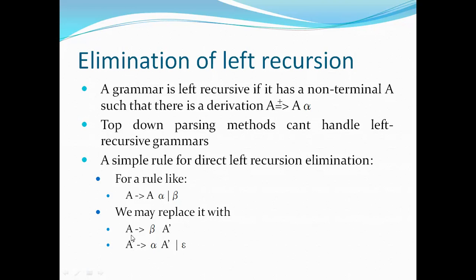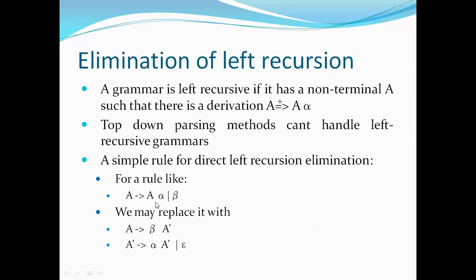So here we are replacing A is production with beta A dash. So A dash in the place of Z we are using A dash. So A dash is production with alpha A dash and epsilon. So here is the replacement of one production.